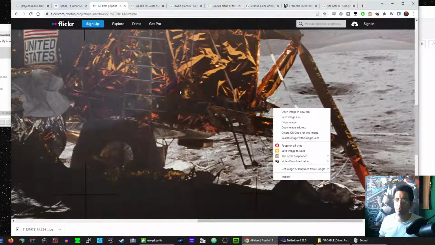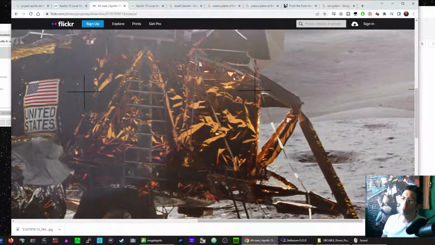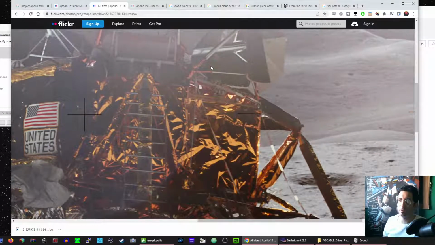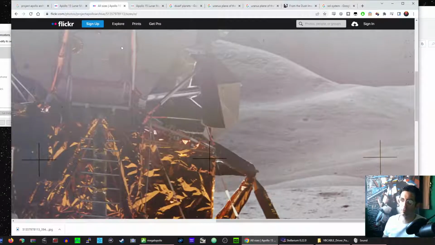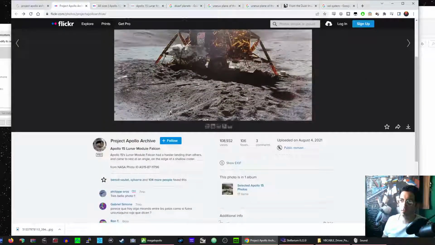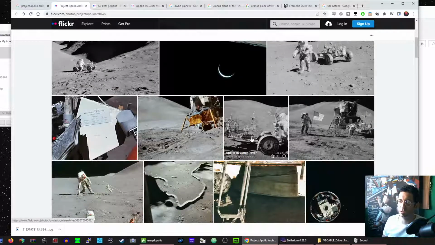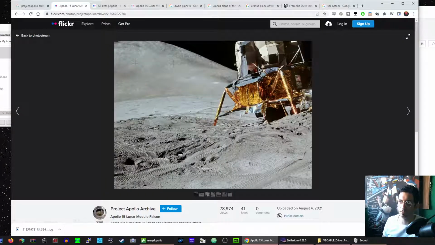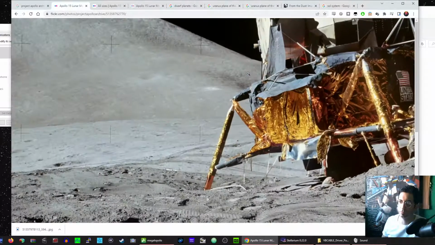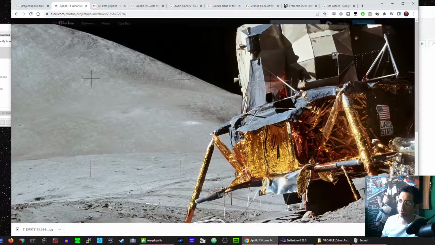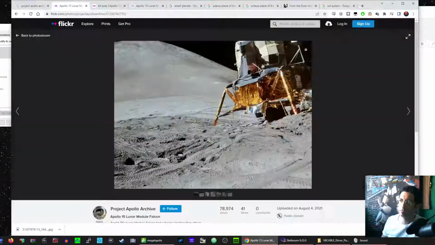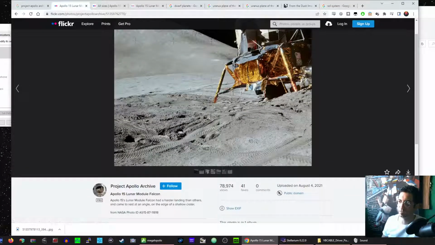But essentially, I remember watching a video years ago where a guy was basically making fun of the videos and pictures of the lunar lander, and his assertion was that it looks like it's made from garbage, like it doesn't look like it's made of anything particularly sturdy. And so I think we're going to go and get ourselves a higher resolution image of this guy here.